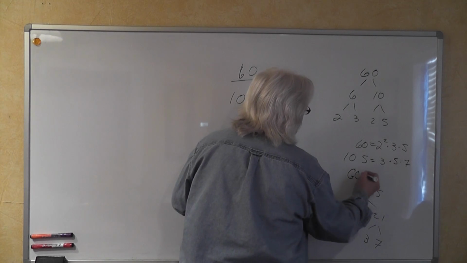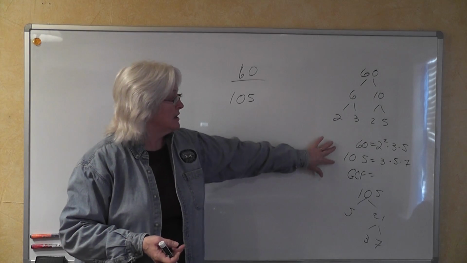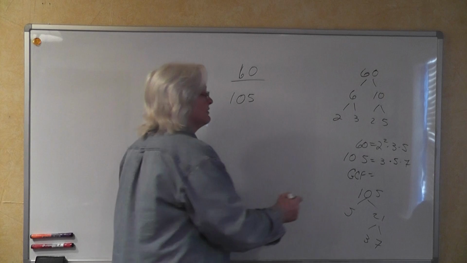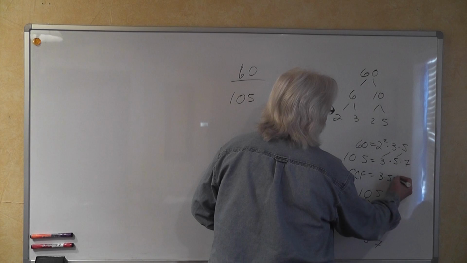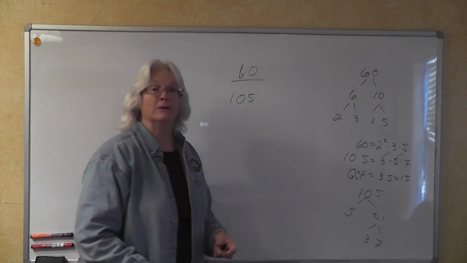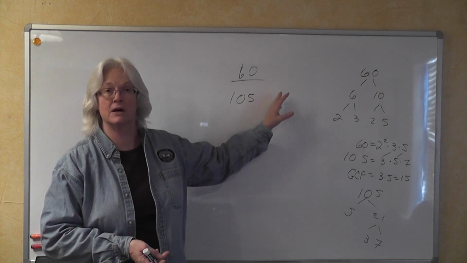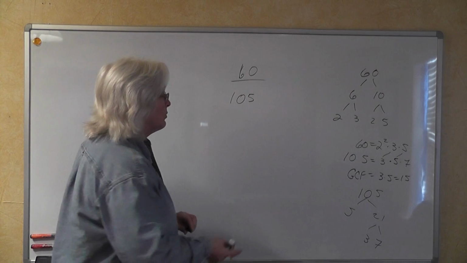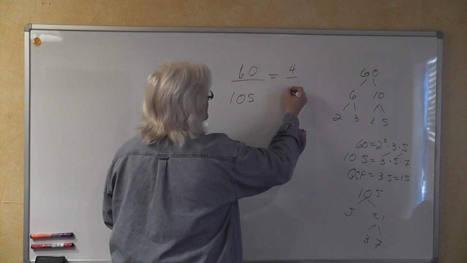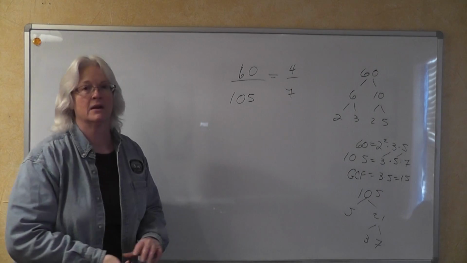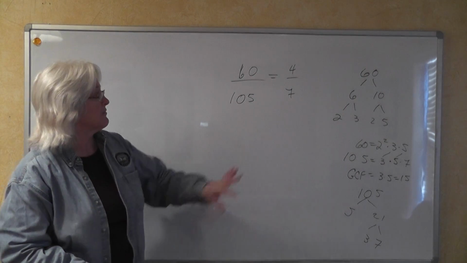And then if we wanted to figure out what our greatest common factor was between 60 and 105, we look at the factors that we have in common. We have a factor of 3 and a factor of 5 in common. 3 times 5 is 15. And 15 becomes our greatest common factor, which allows us to simplify 60 over 105 into 4/7.